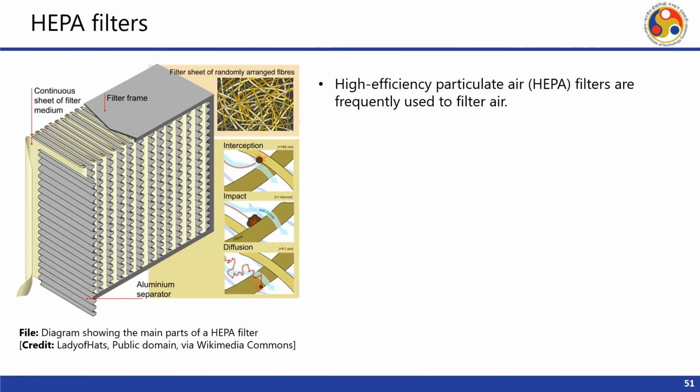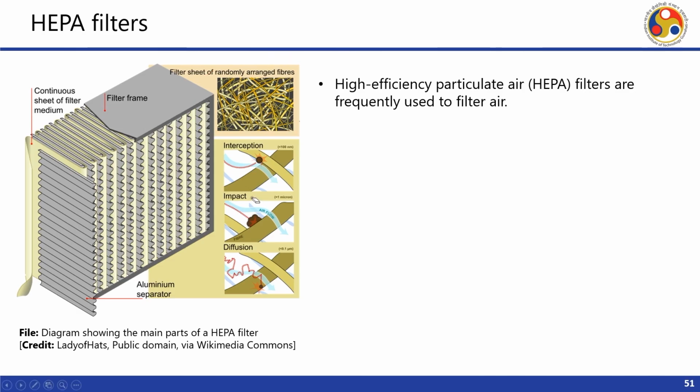Let us now have a small discussion about HEPA filters, which stands for high efficiency particulate air filters that are used frequently to filter the air. So, here you can see the diagram showing the main parts of a HEPA filter. On this side you can see the continuous sheet of the filter medium, and these are stacked one after the other, and these are basically sheets of randomly arranged fibers.